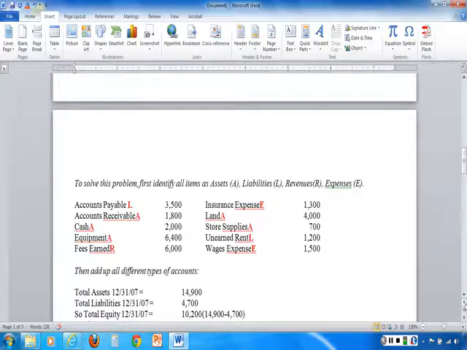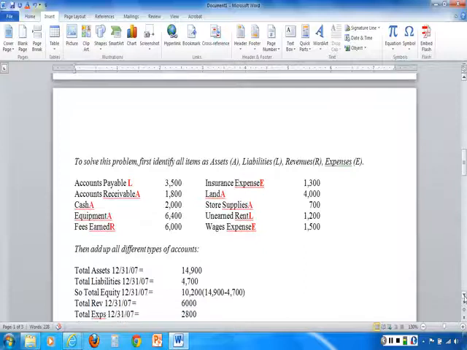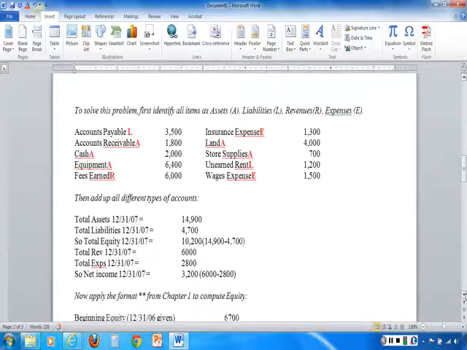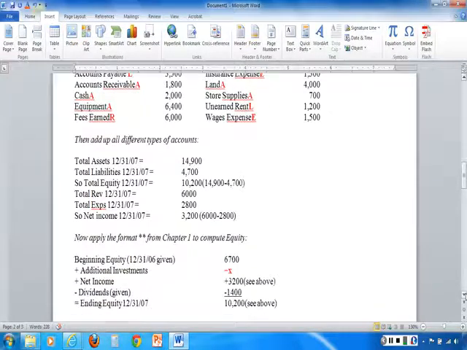Next, I'm going to take my revenues and my expenses. Wherever I've marked revenue, which I have just one, it is 6,000. Total expenses are 2,800. So if I subtract my expenses from my revenues, I get net income of 3,200. So now I have the other two missing items in that format that I showed you earlier. I'm going to just plug it in right there.